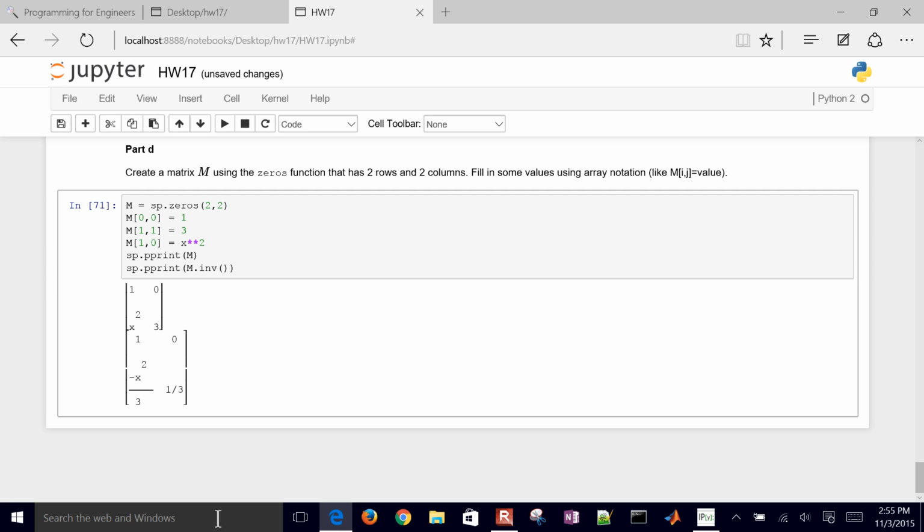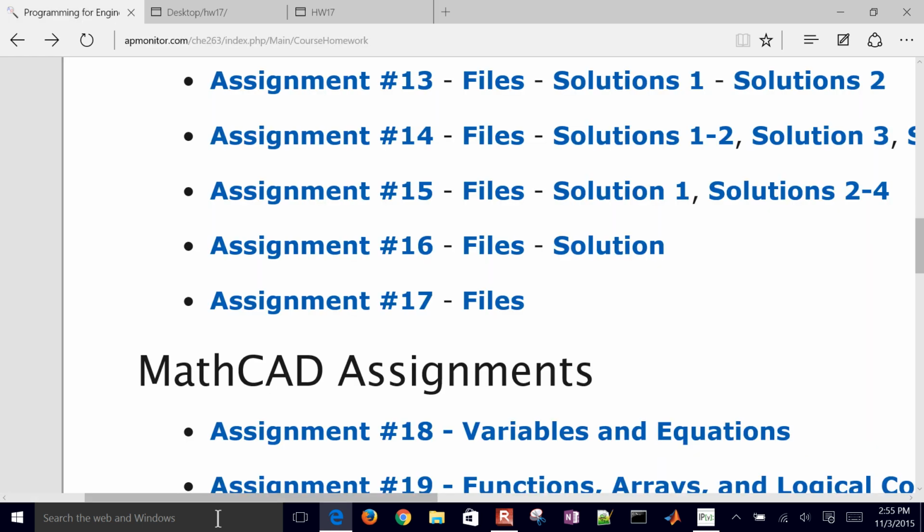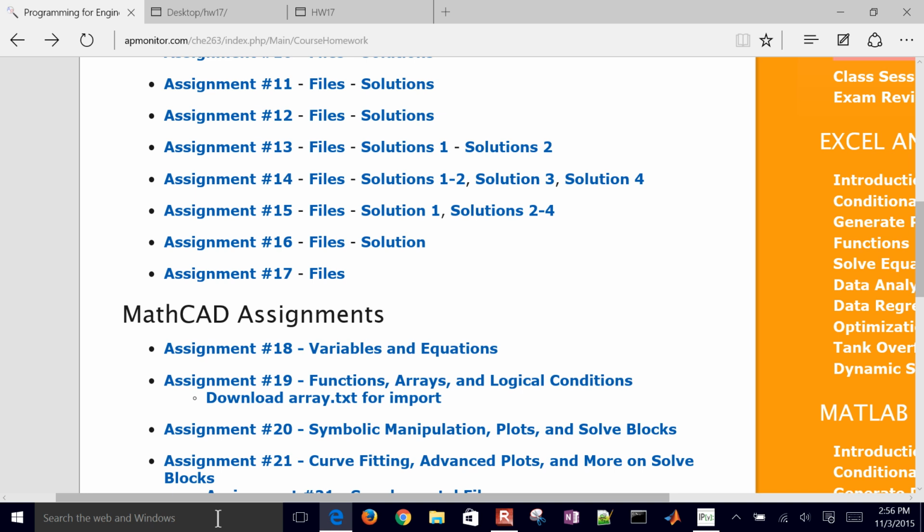You've got to have something that can be inverted, and then it'll give you a symbolic solution to that answer. Okay, so this concludes assignment number 17. I'll go ahead and post this solution video right there next to the files.